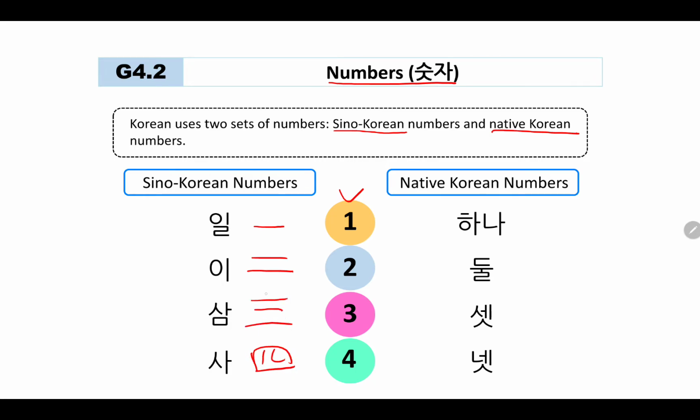In Chinese characters, you would write in this fashion, because Korea was so influenced by China. Sometimes we use numbers in Sino-Korean, but we have our own ways of saying things in numbers. So 하나, 둘, 셋, 넷. These are the native Korean numbers.